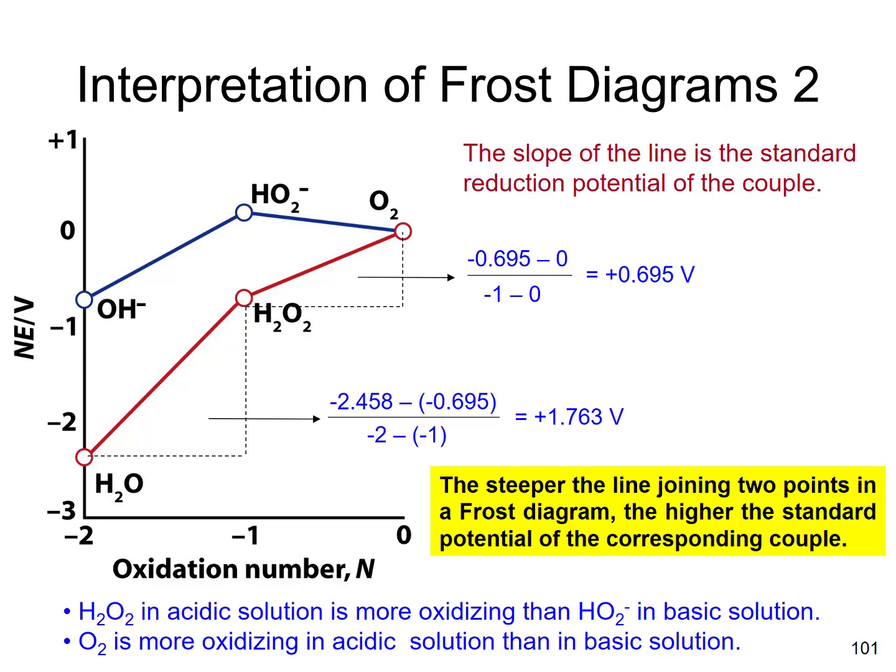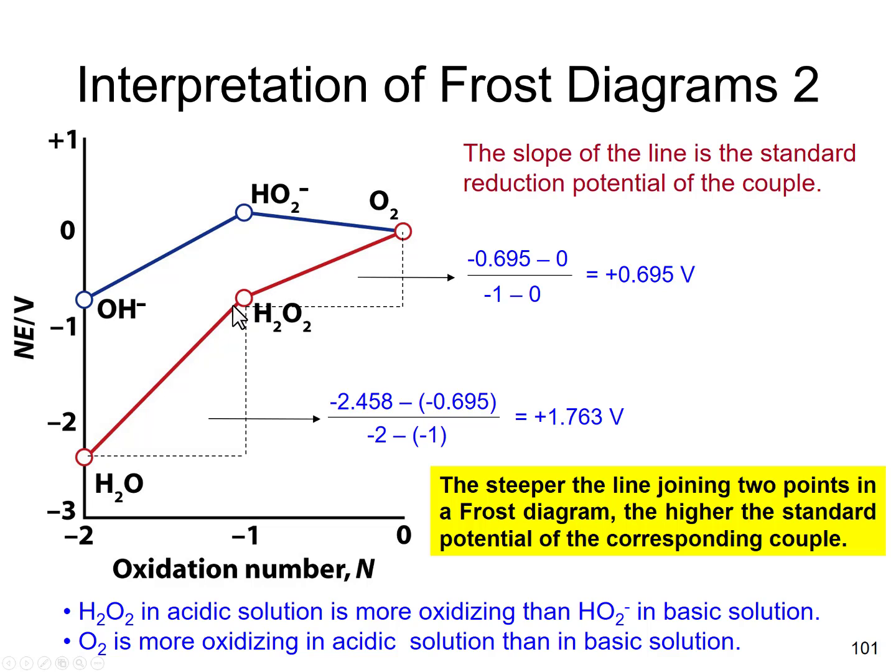In this slide, we look at the slopes in more detail. Essentially, the slope of the line is the standard reduction potential of the couple. If you look at this analysis, you can calculate the redox potential using this particular equation. What is more important is that you can simply look at the slope: the steeper the line joining two points in the Frost diagram, the higher the standard potential of the corresponding couple.